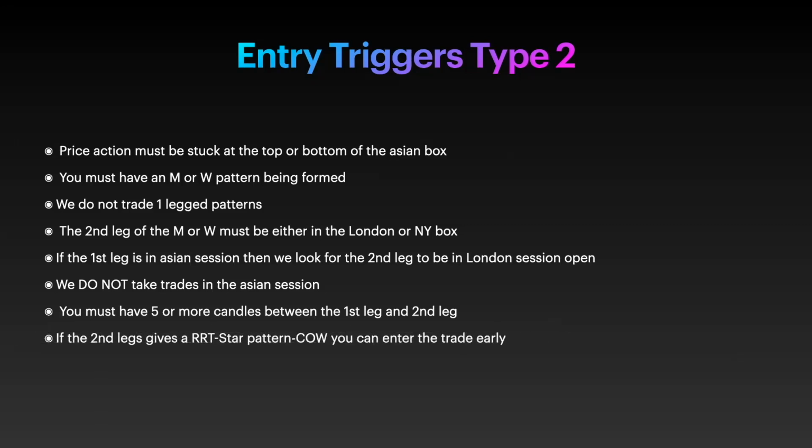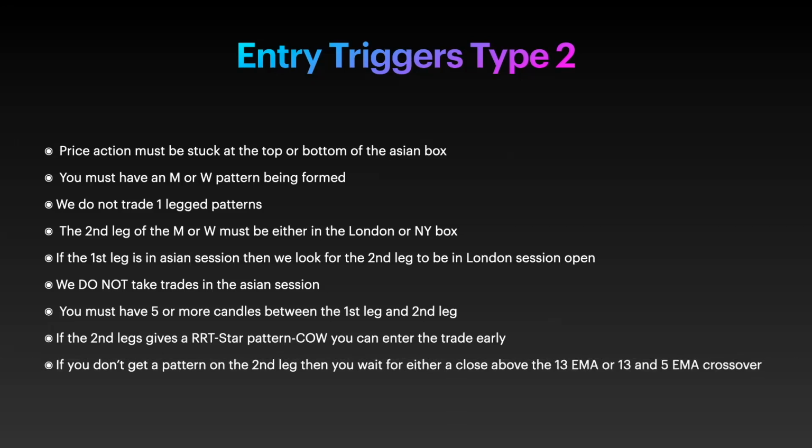Same thing as type 1s. If the second leg gives you a railroad track, star pattern, or cord of wood, you can enter early. If not, same thing as type 1s: you're waiting for a close above or below the 13 EMA, or a 5 and 13 crossover. And same thing as type 1s, always wait for the pullback to enter the trade.